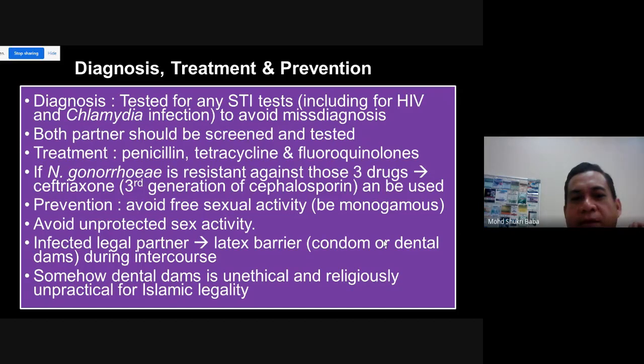Alright. So ceftriaxone, okay, ceftriaxone ni memang digunakan sekiranya those 3 first line drug treatment tu memang resistant, penicillin, tetracycline, dan fluoroquinolones. Dan baru kita bagi ceftriaxone. Alright. Prevention, avoid free sexual activity.